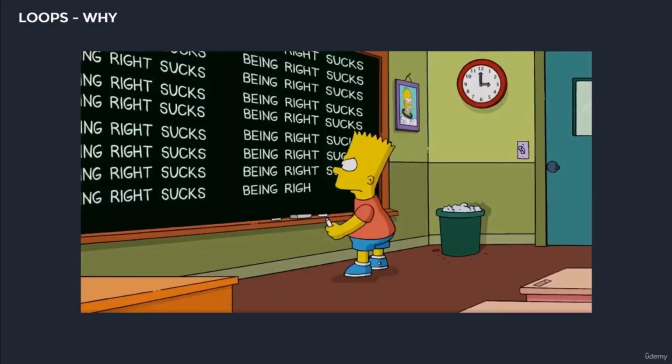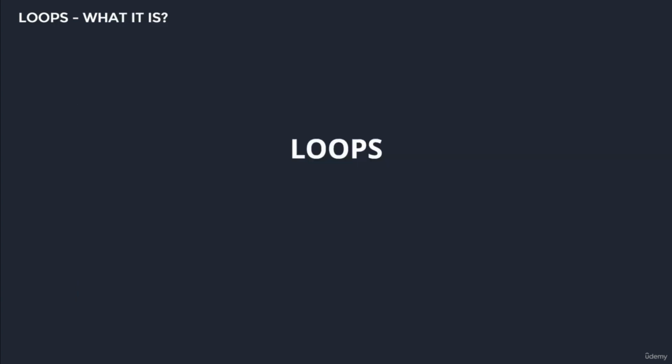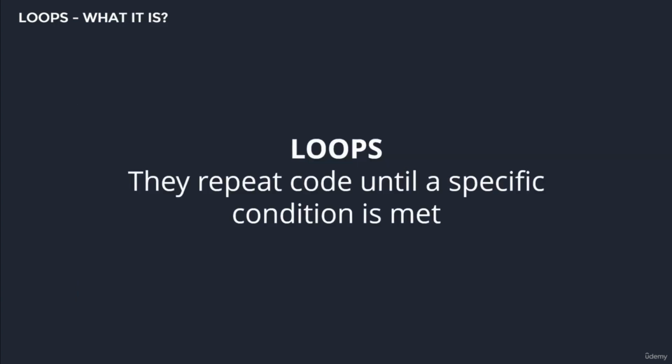Okay, so why do we need loops? Because there are many cases when we have to do the same thing again and again and again. When I think of loops, Bart Simpson comes to my mind when he is punished to write the same sentence on the blackboard 100 times. In code, it could be done by copy-pasting the same line 100 times, but I think most of us would miss counting after 30. But it can be done much easier with loops. So what are loops? Loops are repeating code until a specific condition is met.